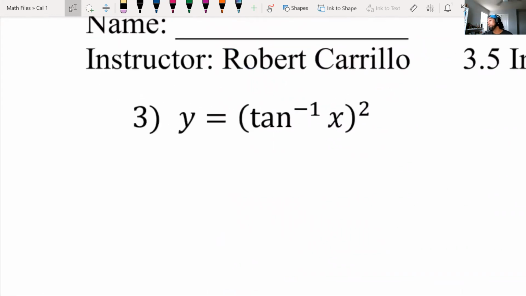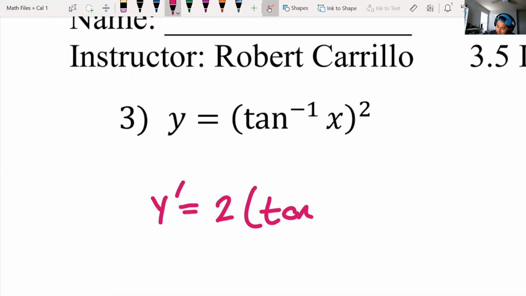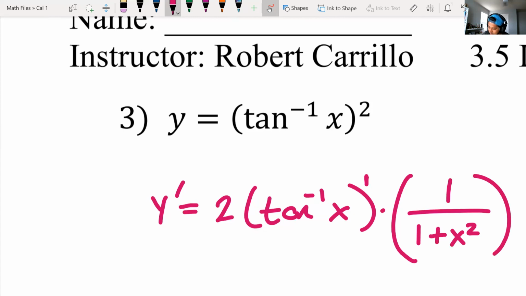3, y equals the inverse tangent of x, squared. So this is going to be chain rule. So we're going to get y prime equals, that 2 comes down. The inside stays the same. You now get that power of 1. So there's the derivative of the outside. And then we multiply it by the derivative of the inside. What is the derivative of the inverse tangent of x? One over 1 plus x squared. There you go.